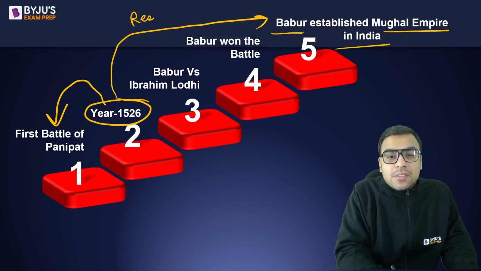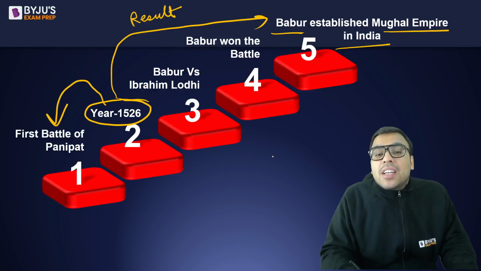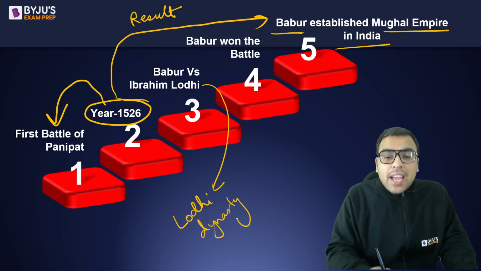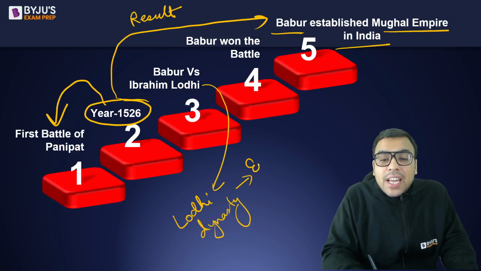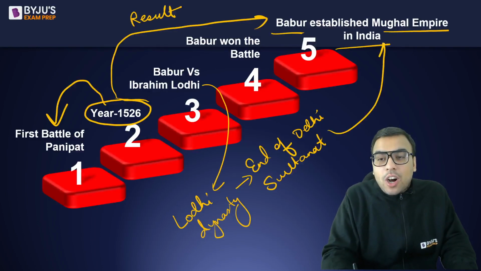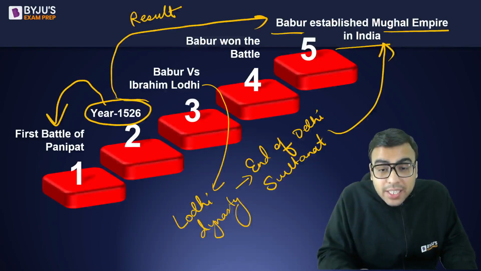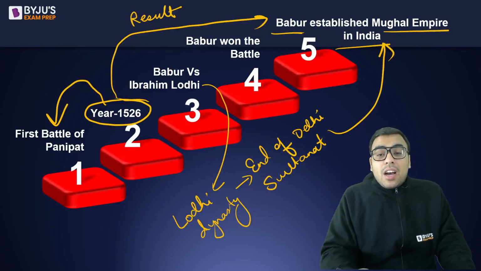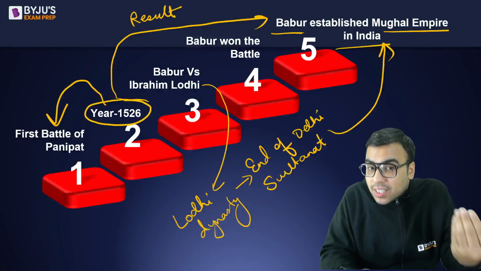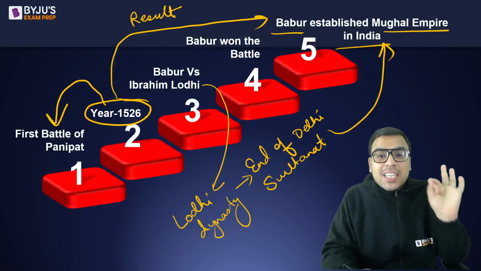The result was that Ibrahim Lodi, the Lodi Empire or the Lodi dynasty, collapsed, which is considered the end of the Delhi Sultanate, and the establishment of the Mughal Empire in India. Another question which can be asked is, who among the following is the founder of the Mughal Empire? The answer should be Babur. This is very, very important.